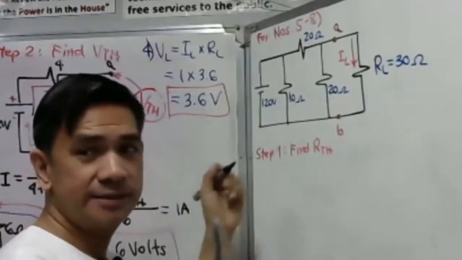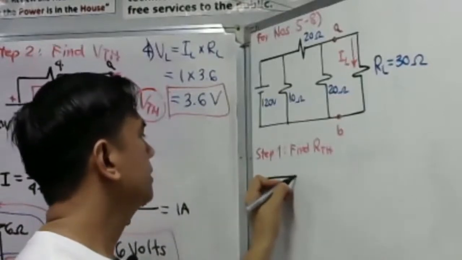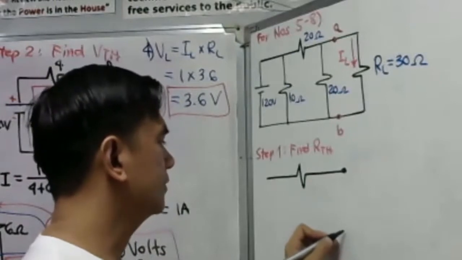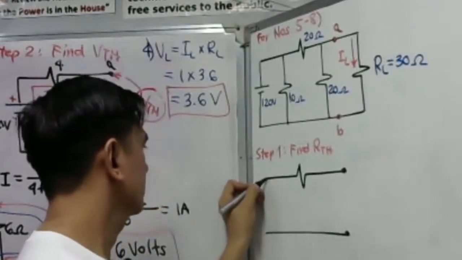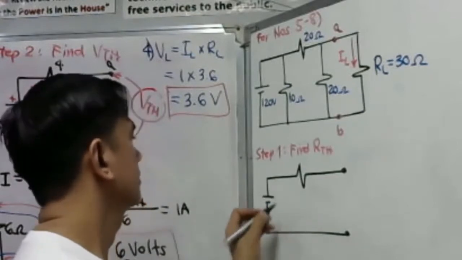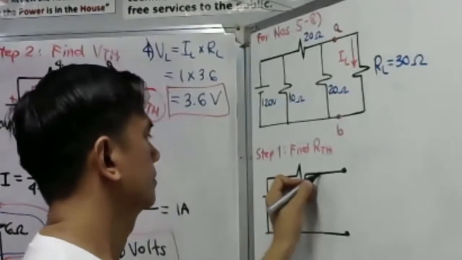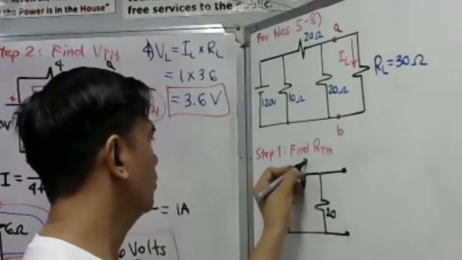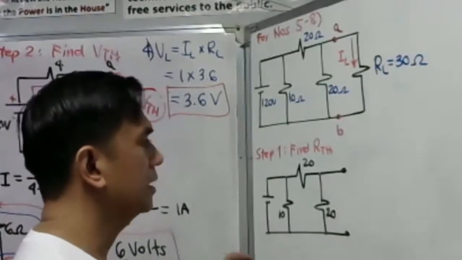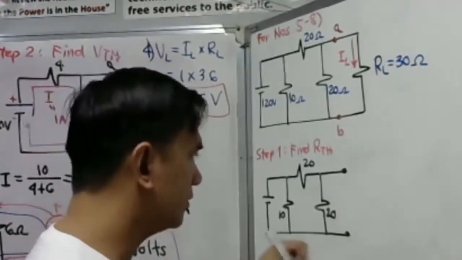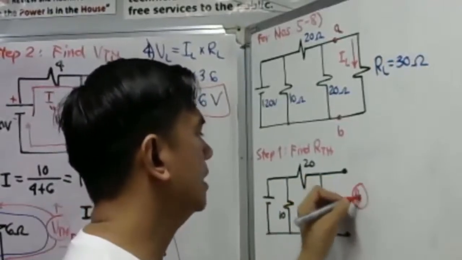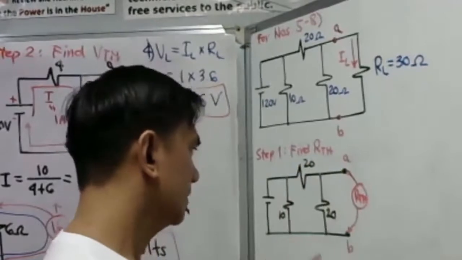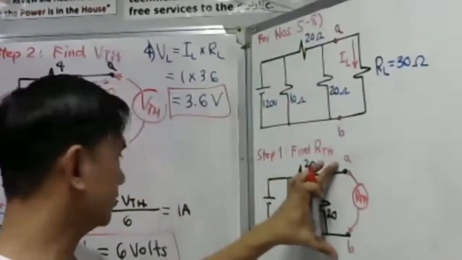Okay, please listen carefully, guys. So we have here the 20 ohm. And let's say we have terminals A. We have terminals B here. This is the 10 ohms. This is the 20 ohms. This is the 20 ohms. Okay. Take a look here. We have to put our ohm meter. This is our RTH. Let's put at terminals A and B. This is terminals A and B. This is also terminals A and B.